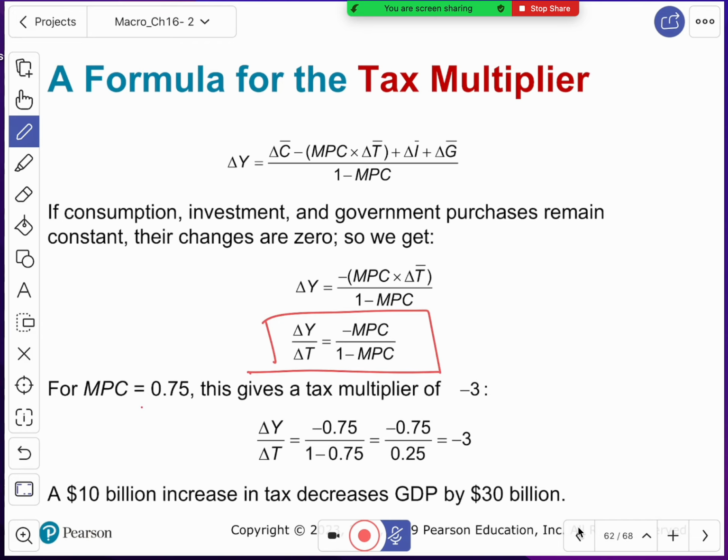And again, you can plug in some numbers, and as you know, because we have a negative relationship between taxes and income, the higher the tax, the lower the income. So we always expect the tax multiplier to be negative. Okay, and the tax multiplier is negative MPC over 1 minus MPC, and you can solve it using 0.75. You're going to get negative 3. So for each 10 billion increase in taxes, GDP is going to decrease, it's a negative relationship, by 30 billion.